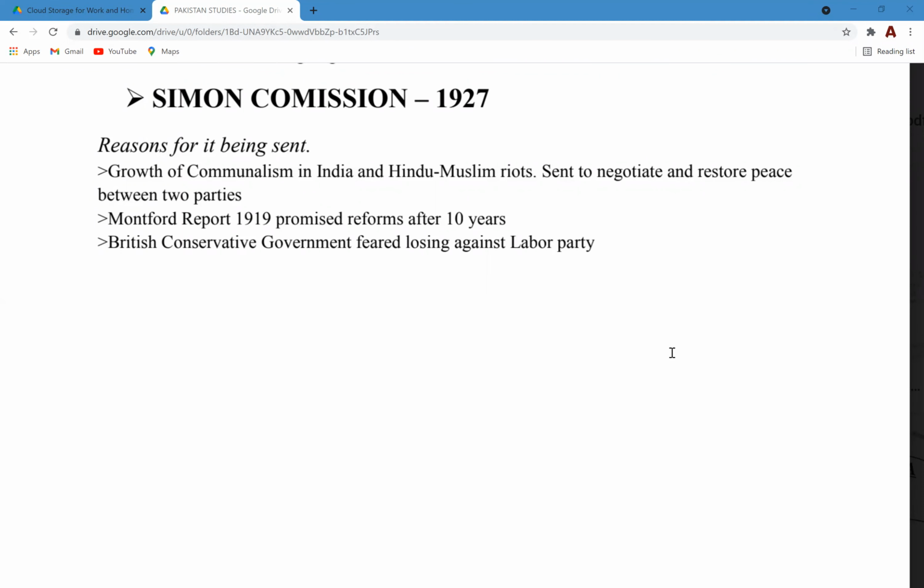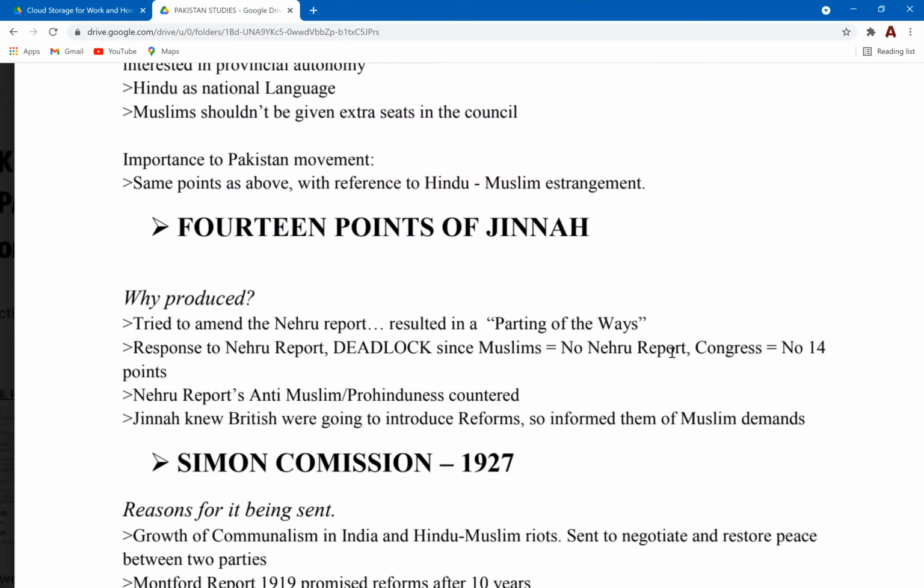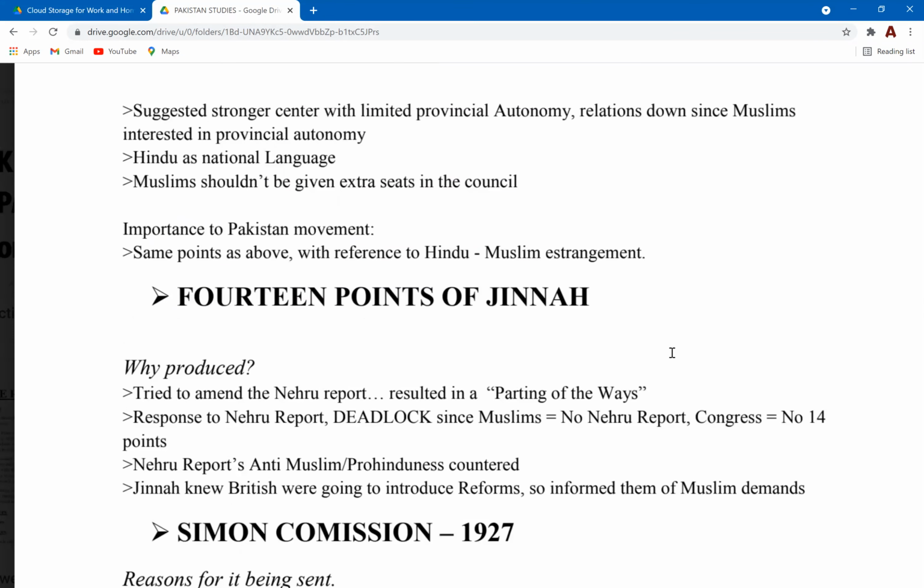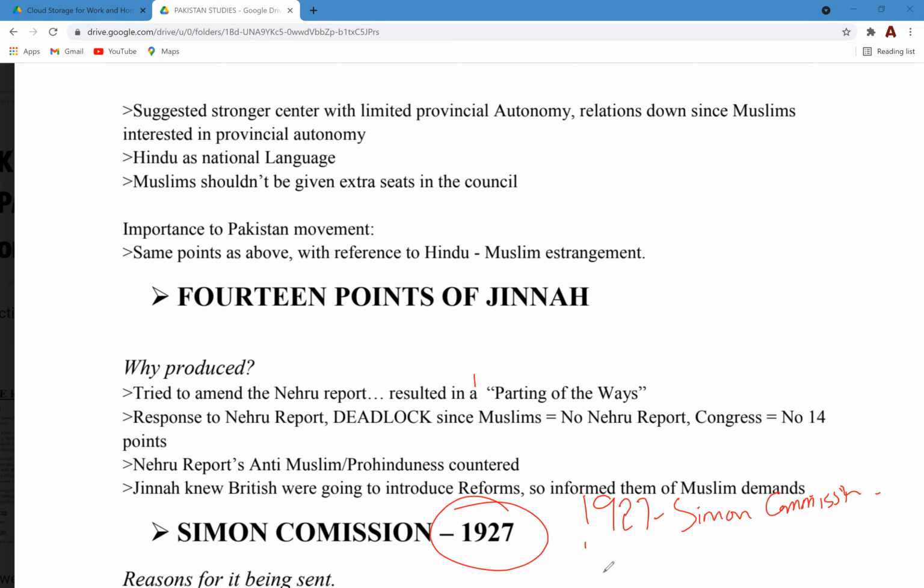Now, Simon Commission of 1927. So right after the 14 points, sorry, I think there's a mistake in the timeline. The Simon Commission had to come before the Nehru Report. Let me tell you the exact timeline. There's a mistake in the notes: Simon Commission in 1927, then the Nehru Report in 1928, and then in 1929, the 14 points. So the Simon Commission was presented before the Nehru Report.